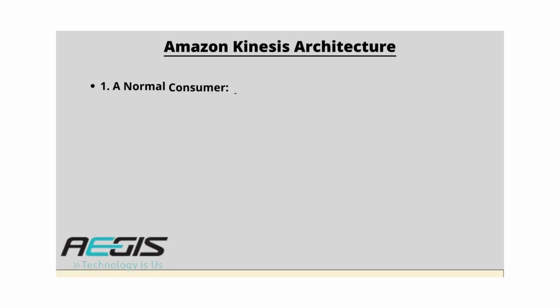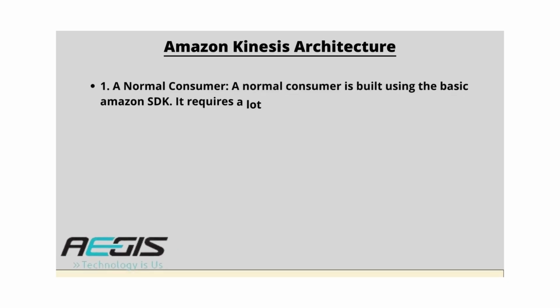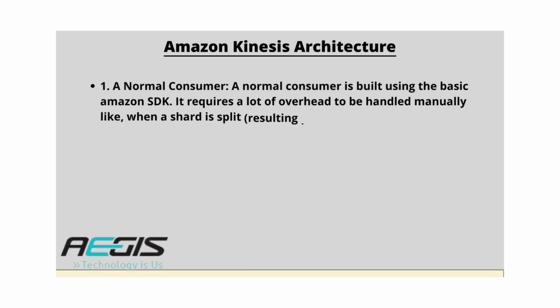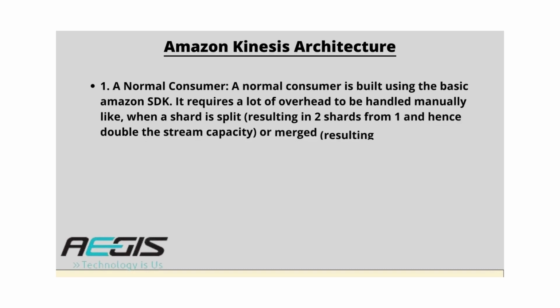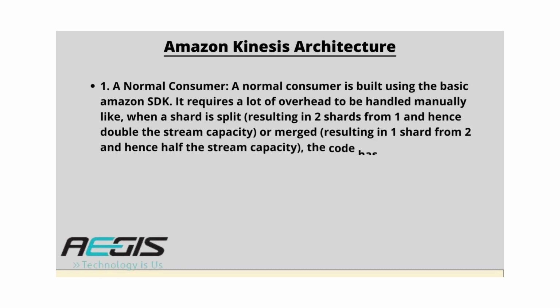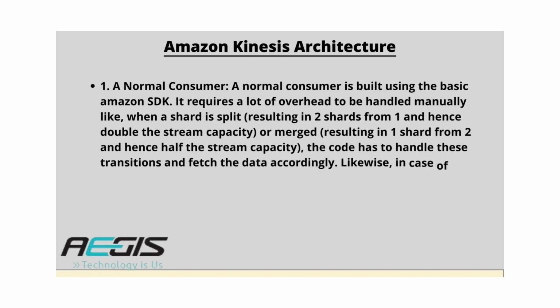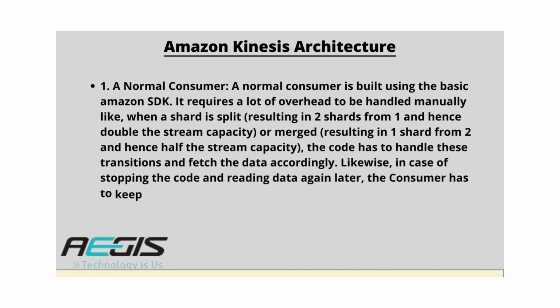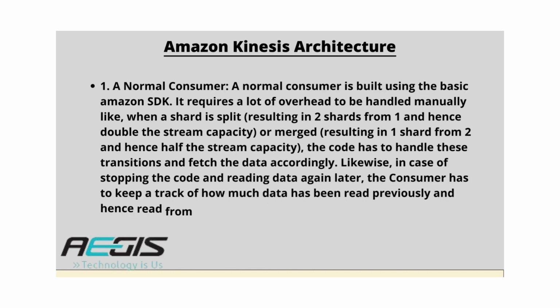Here, the first one is a normal consumer. A normal consumer is built using the basic Amazon SDK. It requires a lot of overhead to be handled manually, like when a shard is split, resulting in two shards from one and hence double the stream capacity, or merged, resulting in one shard from two and hence half the stream capacity. The code has to handle these transitions and fetch the data accordingly.